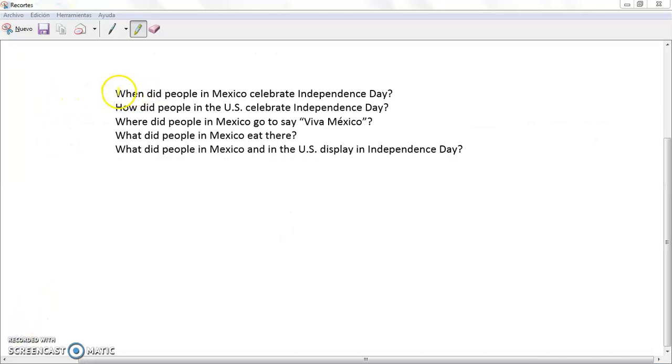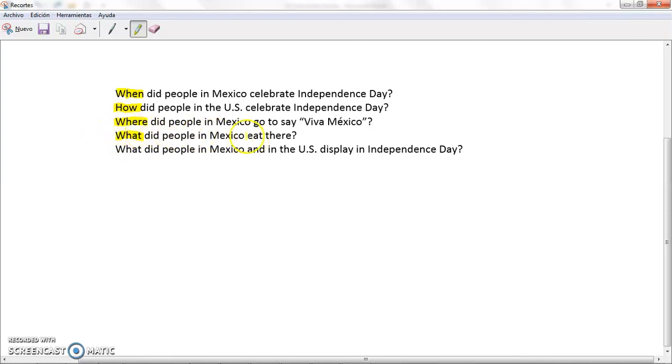Once again, we have question words. When? How? Where? What? Remember that when you say when, you answer with dates, time. When you say how, you're going to answer with the way things are done. When you say where, you're going to talk about places, like a city, like the town, a country. When you say what, you respond with things.